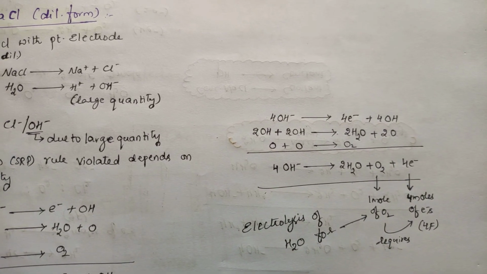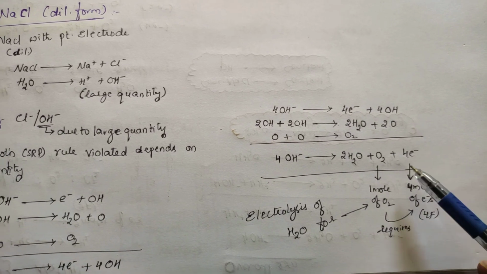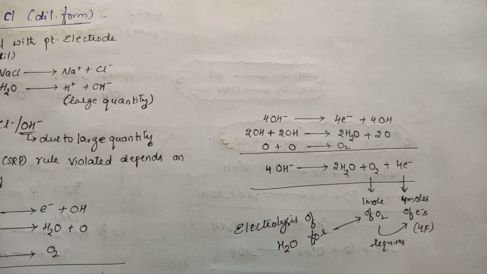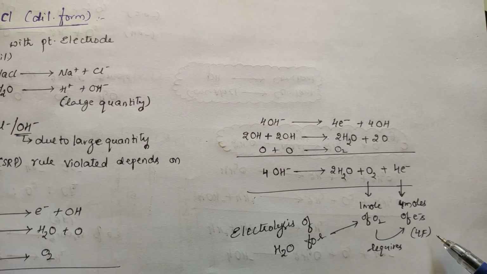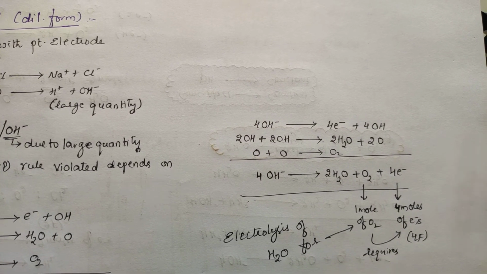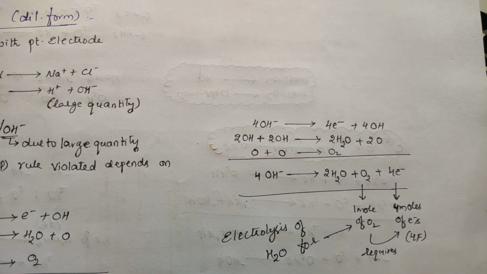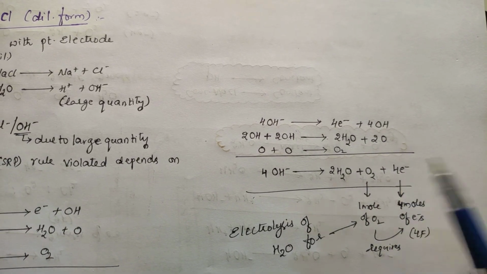For 1 mole of oxygen, see, if you subject water to electrolysis, to obtain 1 mole of oxygen from water you require 4 Faraday, or 4 moles of electrons, because you are getting 1 mole of oxygen from 4 moles of electrons.